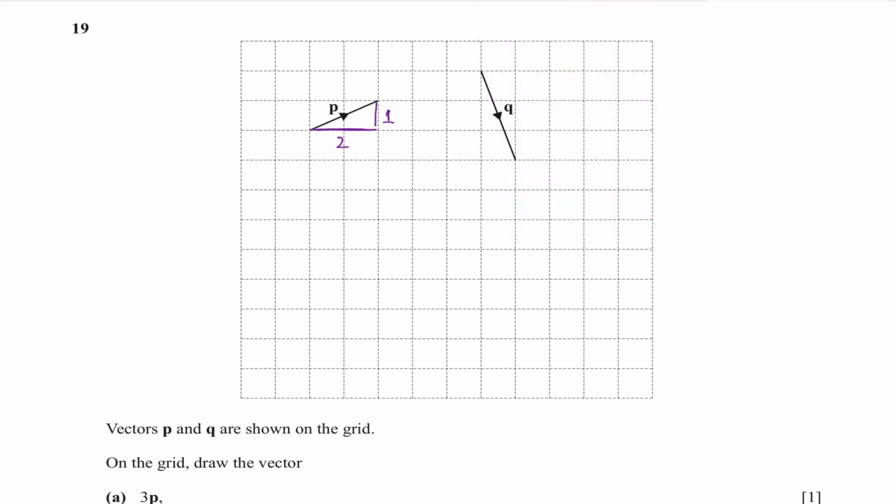And how did I get that? Well, I simply got that by multiplying these two numbers by 3. Okay, I'll just do it here on the side. 2 is to 1, and then if I multiply this by 3, that's going to give me 6, 3. So I can draw this anywhere on the grid. If I start from here, 1, 2, 3, 4, 5, 6, and then 1, 2, 3. So there you go. This vector is basically 3p.